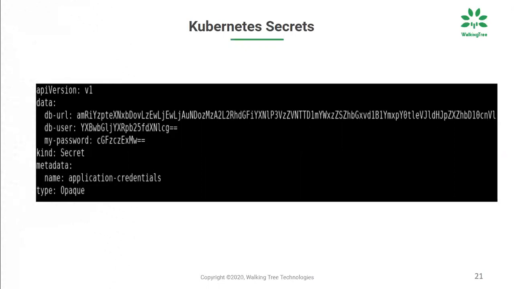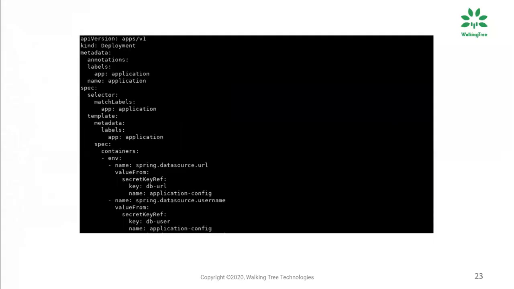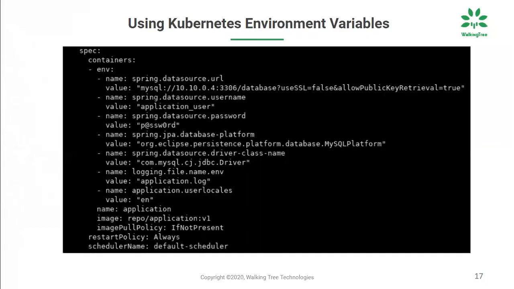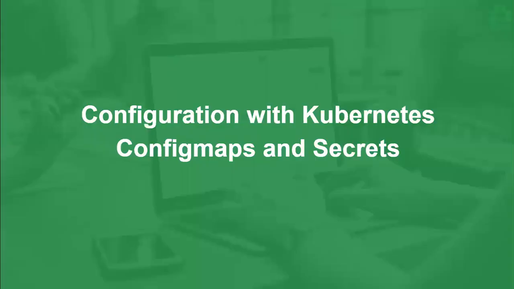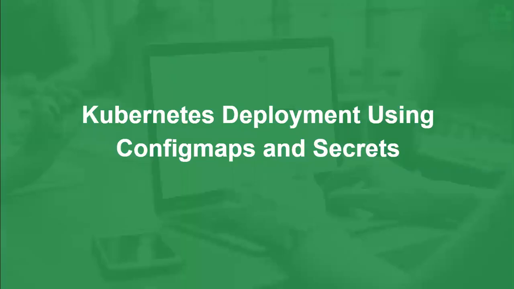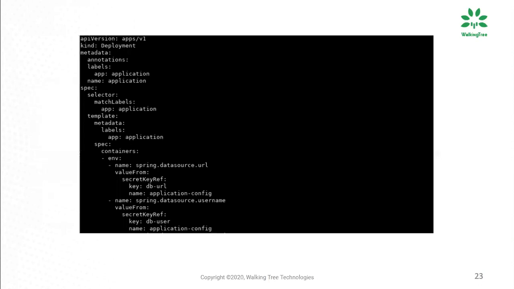So now, how do we make use of this inside our deployment? What you see here is the same Kubernetes deployment that I had shown earlier. The difference here is that in the previous case, I was referring to each environment variable one at a time with its hard-coded value. What I do in this case now, rather than referring to the hard-coded value of each environment variable inside the deployment file, I make a reference to the respective config map or to the secret which is created.